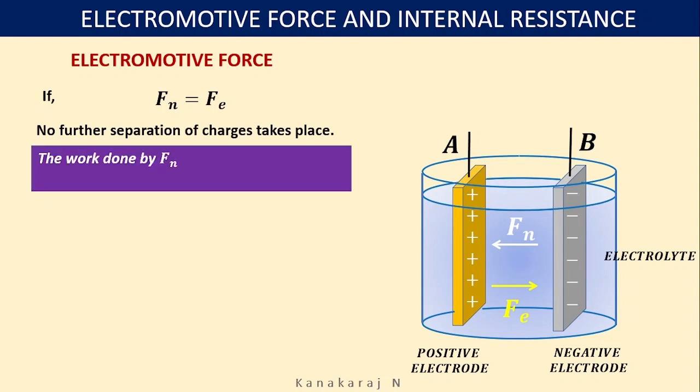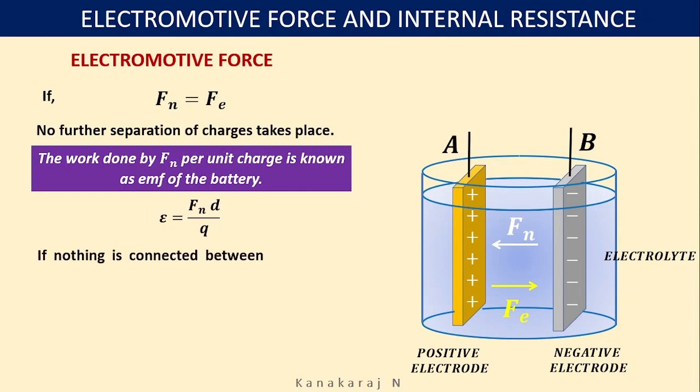The work done by Fn per unit charge is known as the EMF of the battery. Epsilon equals Fn d by Q. Let us replace Fn by Fe because nothing is connected between the terminals. So Fn equals Fe. So epsilon equals Fe d by Q.